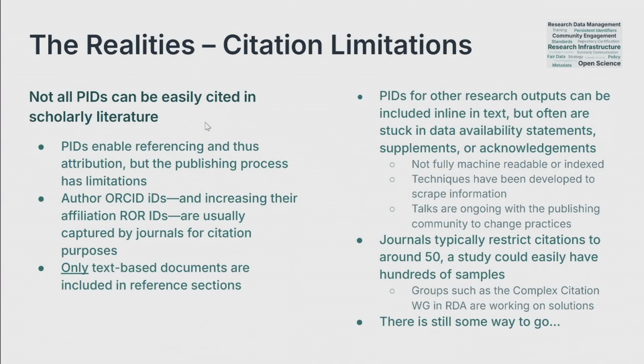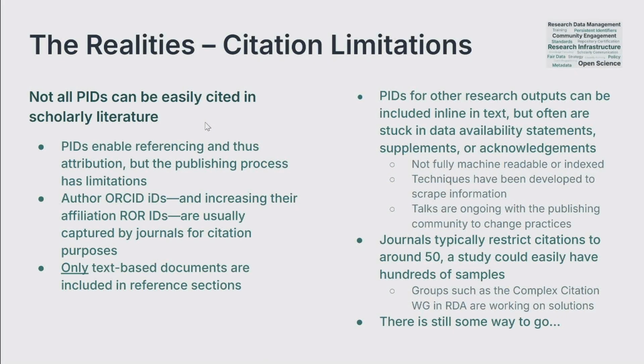There's also citation limitations, so not all PIDs can be easily cited in scholarly literature. The publishing process has limitations. ORCID IDs, RAiD IDs are usually captured, but only really text-based documents are included in reference sections. So PIDs for anything else are normally included in line of text or stuck in data availability statements, supplements, acknowledgements. That means they're not necessarily fully machine readable.